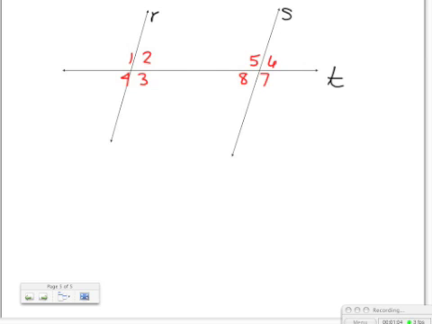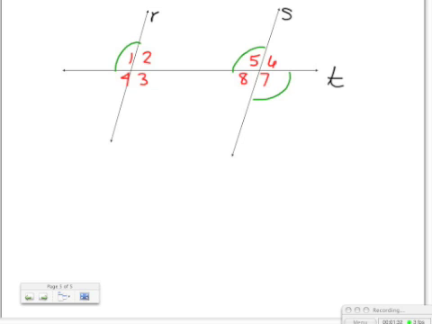Number 5 on page 111 says that if the measure of angle 1 is 105 degrees, find the measures of angle 5 and 7. So the first thing we need to do is identify the angles that we're talking about and the relationship between those angles. When you're dealing with parallel lines cut by a transversal, the angles are either going to be congruent or they're going to add up to 180.